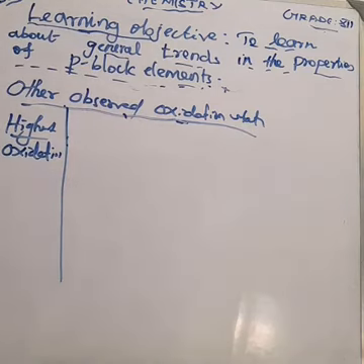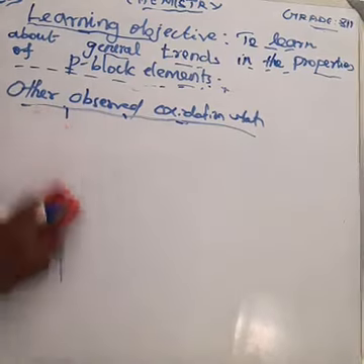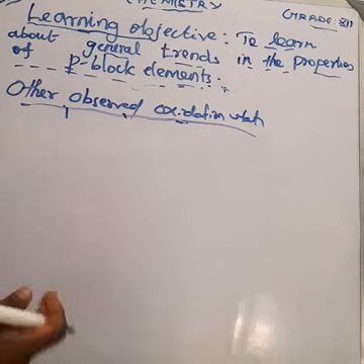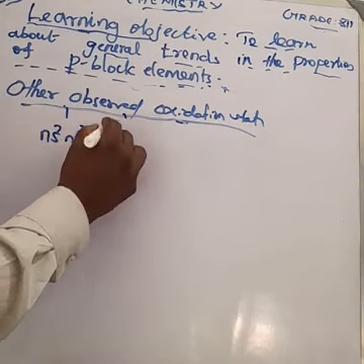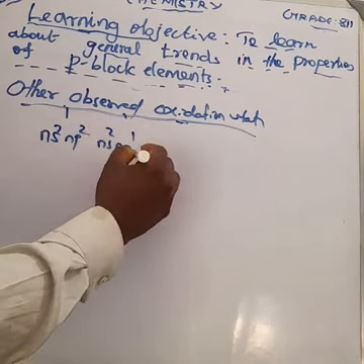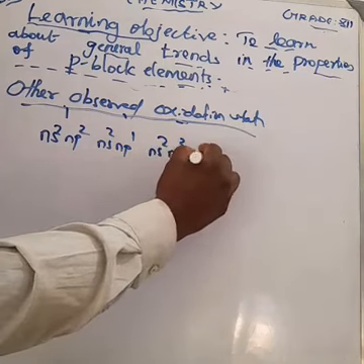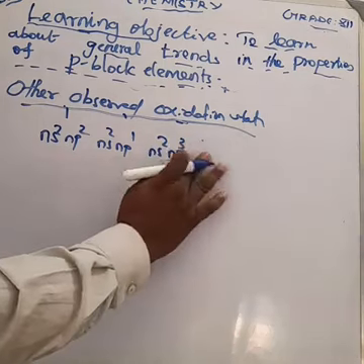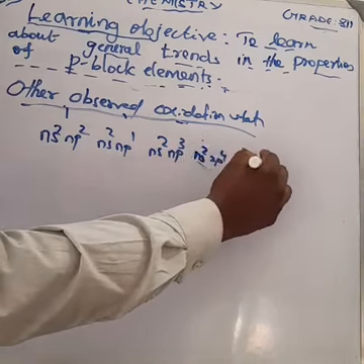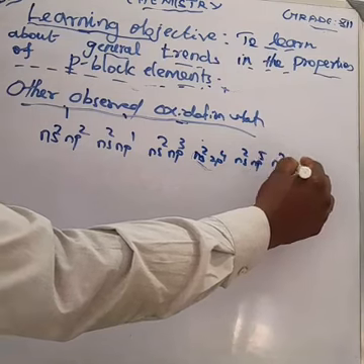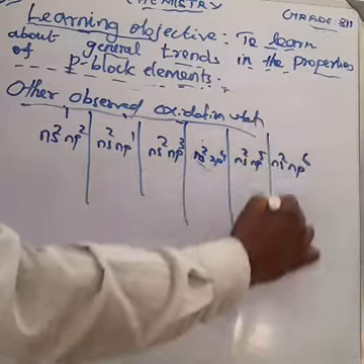Next, the general electronic configuration. Previously I told you ns2np1 for the 13th group. Am I right? What about the 14th group? ns2np2. The 15th group? ns2np3. The 16th group? ns2np4. The 17th group? ns2np5. And the last one, ns2np6. These are the general electronic configurations.